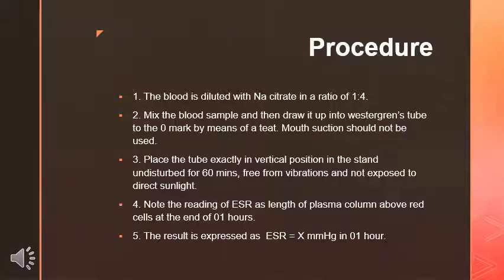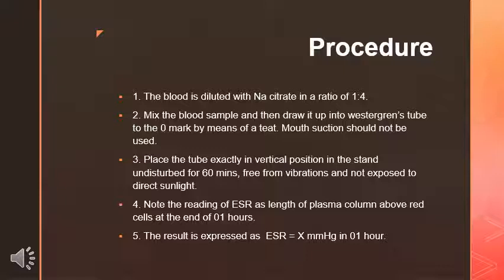What is the procedure of ESR? First of all, we will dilute the blood with the diluting fluid, which is sodium citrate, also an anticoagulant. We will take one part of trisodium citrate and four parts of blood, and after mixing the blood with anticoagulant, we will draw this diluted blood into the Westergren tube up to the 0 mark.